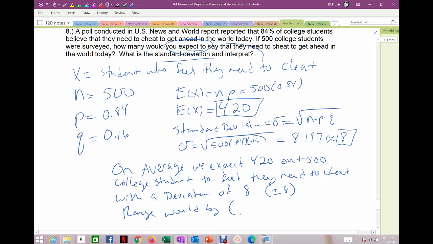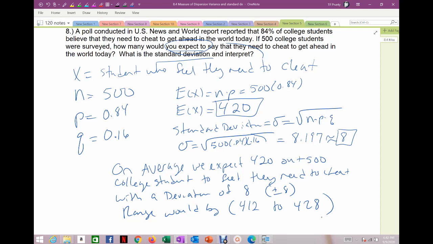So if we actually did the survey of 500 students, most of the time it should land between 420 plus 8, 420 minus 8, and so it would be 412 to 428. We would expect somewhere between 412 students to 428 students. Based on probability, that's where we would expect it to land. Right, now, if we actually did it, we may get people to land outside of that, but those should be rarer cases. Most of the time, if we polled 500 students, based on the statistics, it should be somewhere between 412 to 428, and if we did it a bunch of times, it should average out to 420.